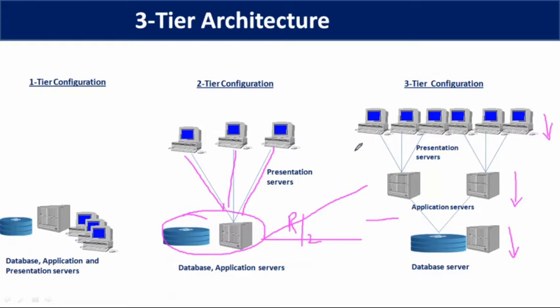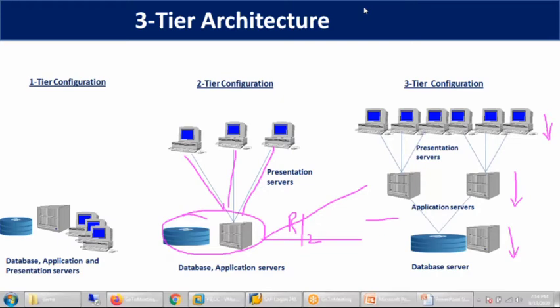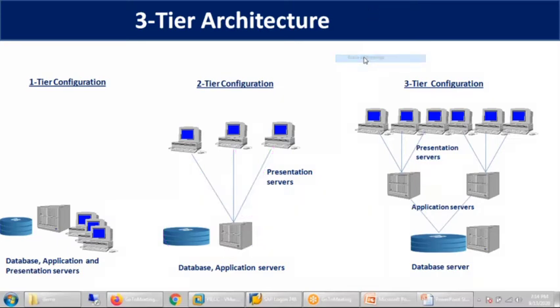The main advantage of three-tier architecture is it supports multiple operating systems and various RDBMS. You can use any operating system here to hold the data, to install the software. You can use any database to hold the data. So this is the advantage of three-tier architecture.